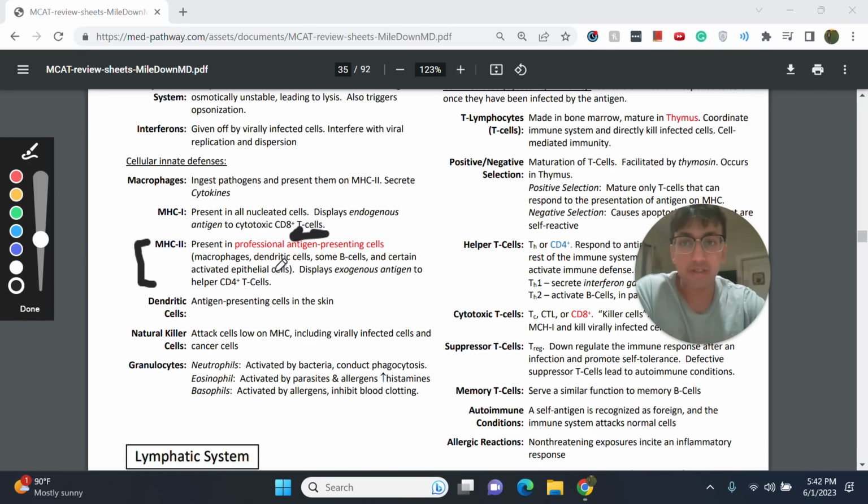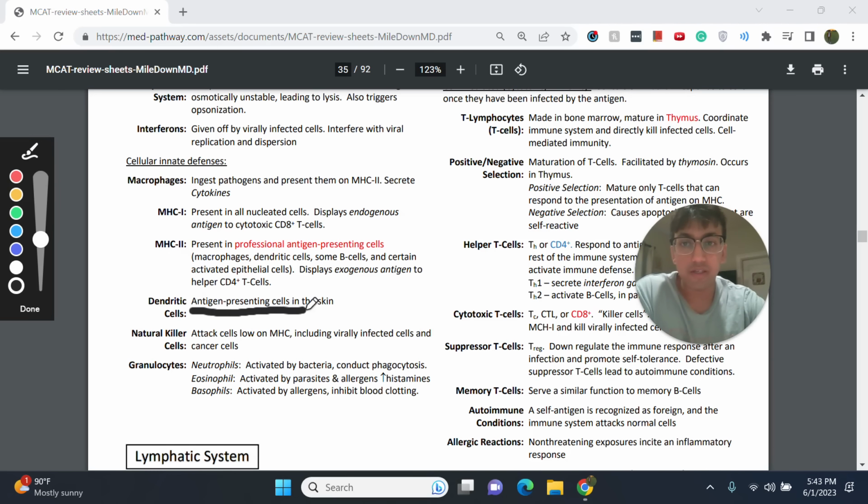MHC2 is only present in antigen-presenting cells, so very specific cells like macrophages, dendritic cells, B cells, epithelial cells, right? There are very specific types of cells that display MHC2. And these MHC2 display exogenous antigens, so things like parts of bacteria, to CD4 cells. And definitely know this one is CD8 and this one is CD4, and this is all nucleated cells, and this is only professional antigen-presenting cells.